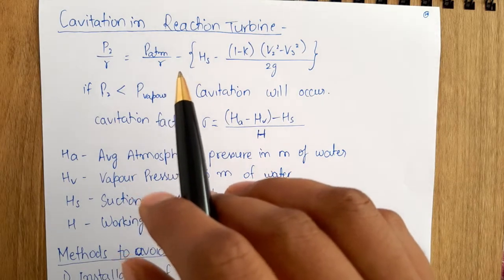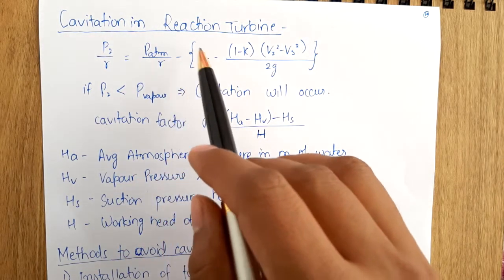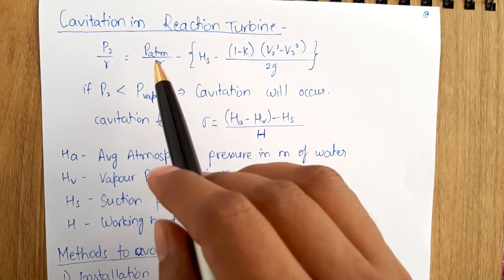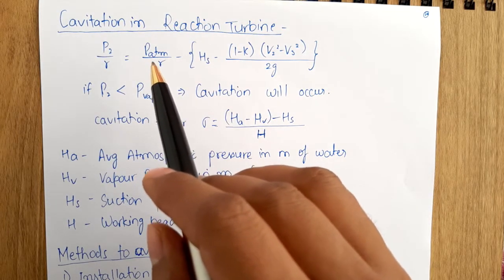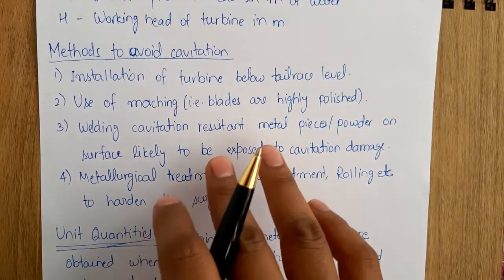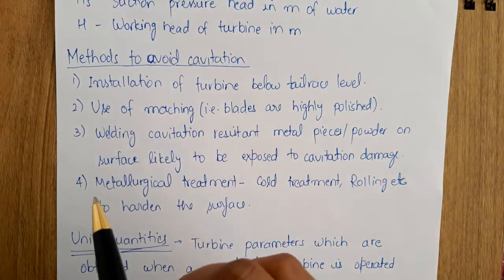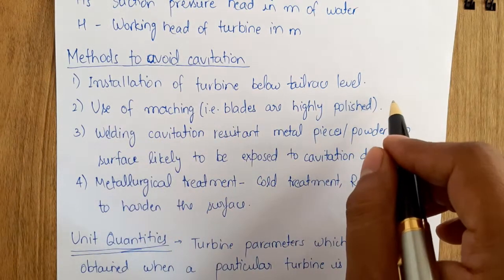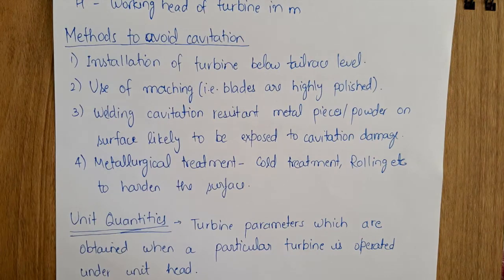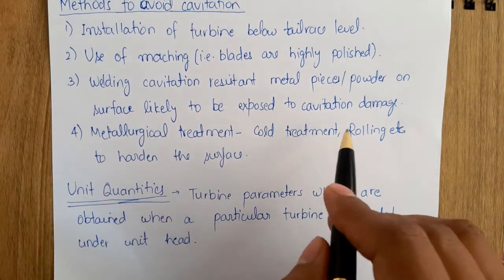Now the suction pressure HS can be given by the height of the runner outlet above tail race level. Now efficiency of the draft tube can be given by this cavitation factor only. There are some methods to avoid cavitation. The methods are installation of the turbine below tail race level, use of polishing, that is blades are highly polished, welding cavitation resistant metal pieces on the surface likely to be exposed to cavitation damage, and some metallurgical treatment like cold treatment, rolling, etc.